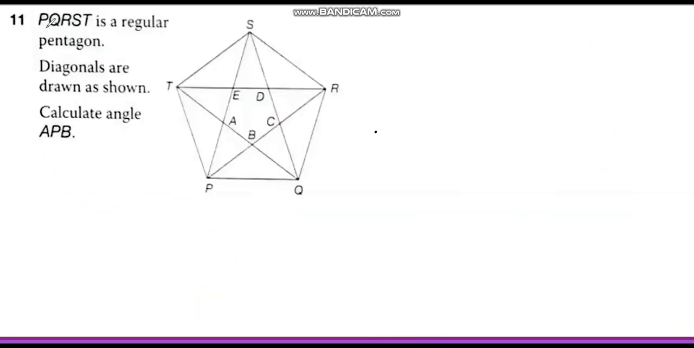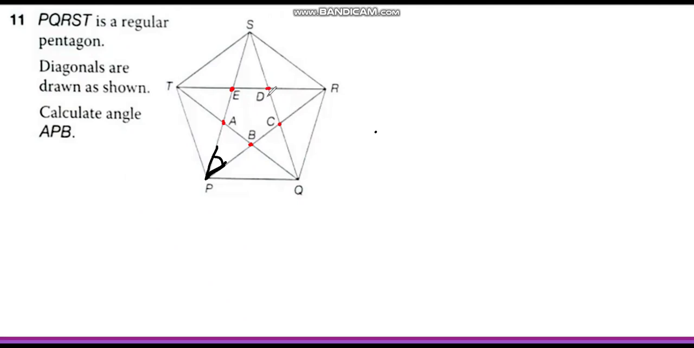In question number 11, PQRST is a regular pentagon, and diagonals are drawn as shown. Calculate the angle APB. APB is this angle over here, which has P at the center, and it joins the rays A and B. For this angle, first of all, we can observe that these diagonals are making another pentagon inside the bigger one. So the other pentagon will also be a regular pentagon.